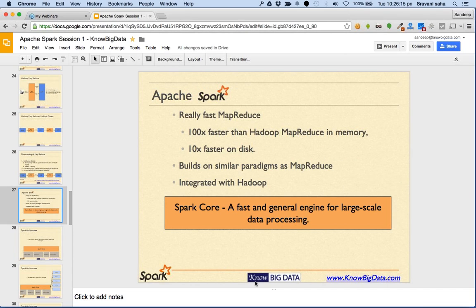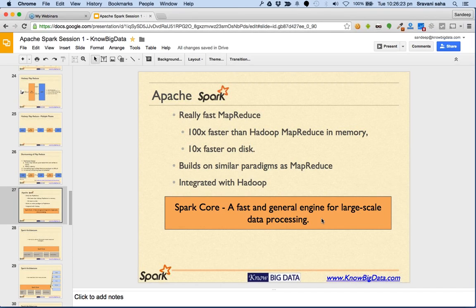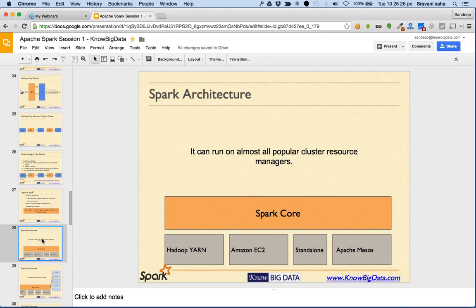Spark Core, as we discussed, is a fast general engine for large scale data processing. Spark Core is basically the Spark. It can run on Hadoop's YARN, the same thing on which MapReduce runs. Hadoop YARN you can think of as an operating system to which you give the program and it helps you execute it over multiple nodes. That's what Hadoop YARN does for you.